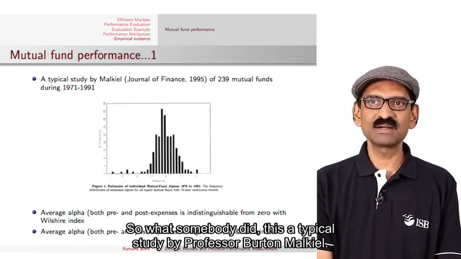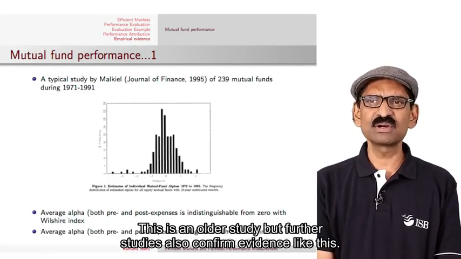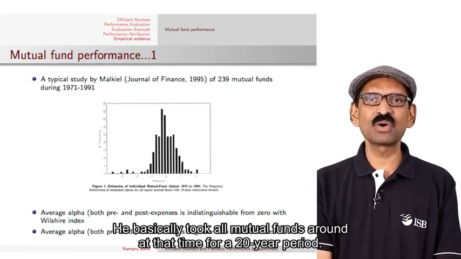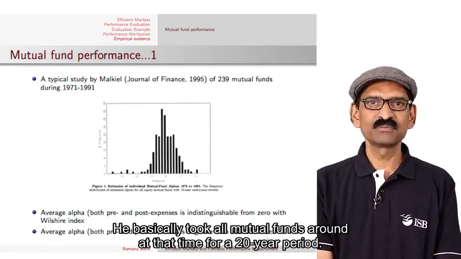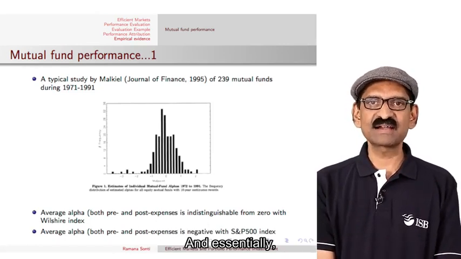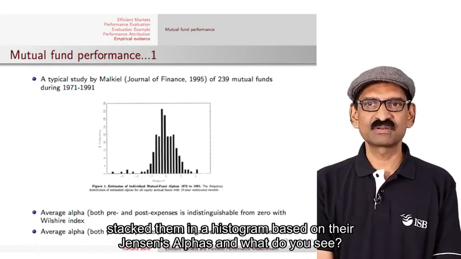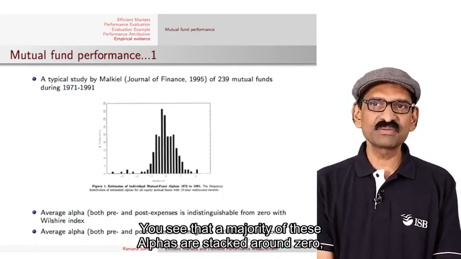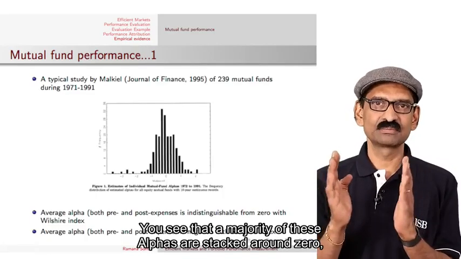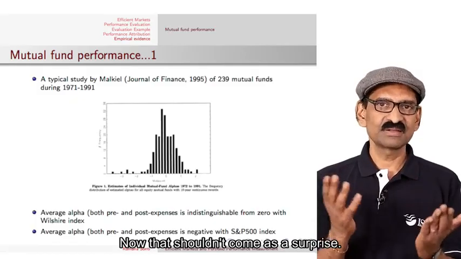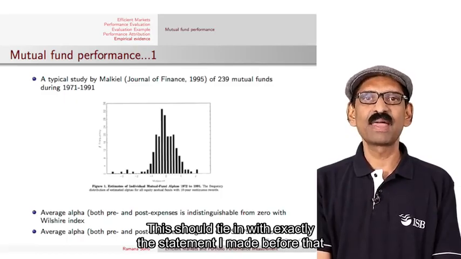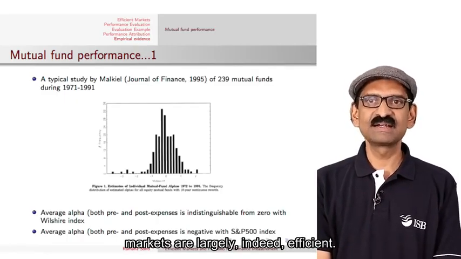So what somebody did, this is a typical study by Professor Burton Malkiel, and this is an oldish study, but further studies also confirm evidence like this. He basically took all mutual funds around at that time for a 20-year period and essentially stacked them in a histogram based on their alphas, their Jensen's alphas. And what do you see? You see that a majority of these alphas are concentrated around zero. Now that shouldn't come as a surprise. This should tie in with exactly the statement I made before that markets are largely indeed efficient.